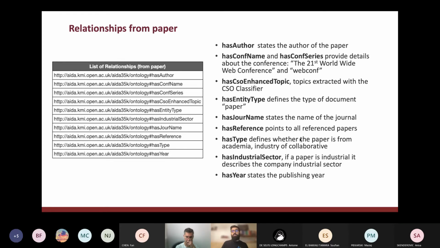As type defines whether a paper is in academia, industry, or collaborative. So whether a paper has been written by academic authors, or whether it's been written by researchers working in industry, or whether it's a collaboration, like the paper that I showed you in the example. If that paper is written by industry people, then there will be an industrial sector. So you will see what the industrial sectors of that paper are. As year states the publishing year of that paper. So if my paper has been published in 2019, you will see as year 2019.